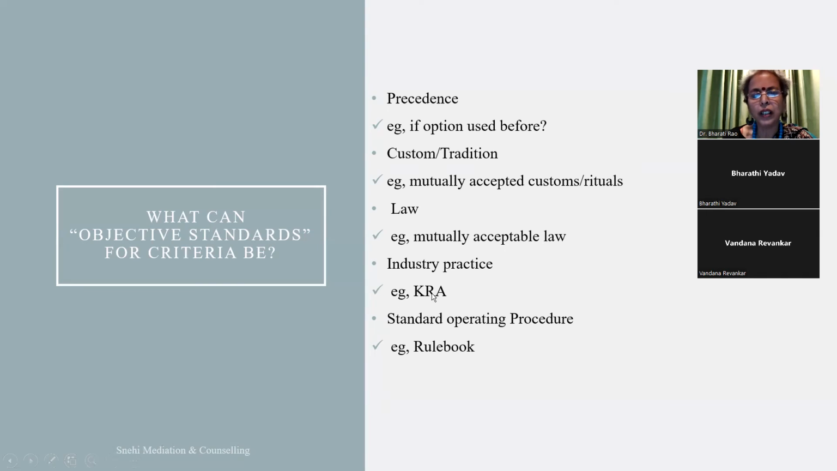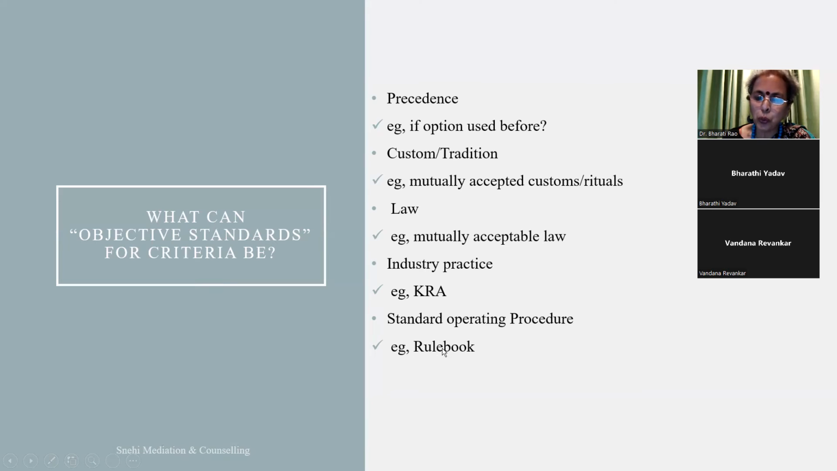So all of these are already put in place by the particular industry, and based on this, the objectivity of the options is looked into, and this becomes the objective standard. Based on the key result areas, the evaluation of the performance is done, and this evaluation is taken as a benchmark for the promotion. Then we have standard operating procedure.